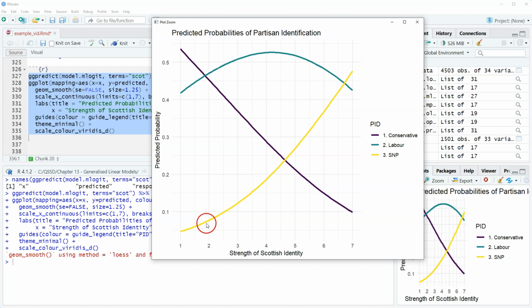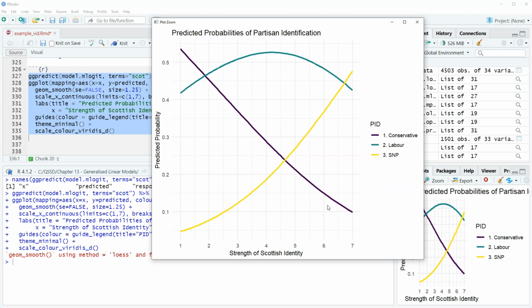We might also want to discuss the endpoints. Respondents who have the weakest Scottish identity, people who feel more British than Scottish, Conservatives have the highest predicted probability and the SNP has the lowest. For people with the strongest Scottish identity, the SNP has the highest predicted probability, and Conservatives have the lowest.